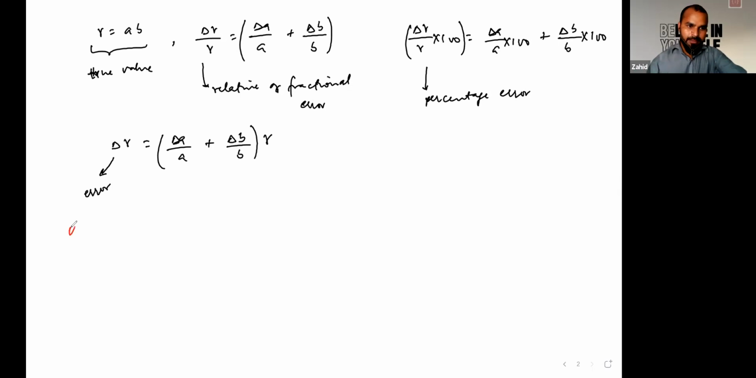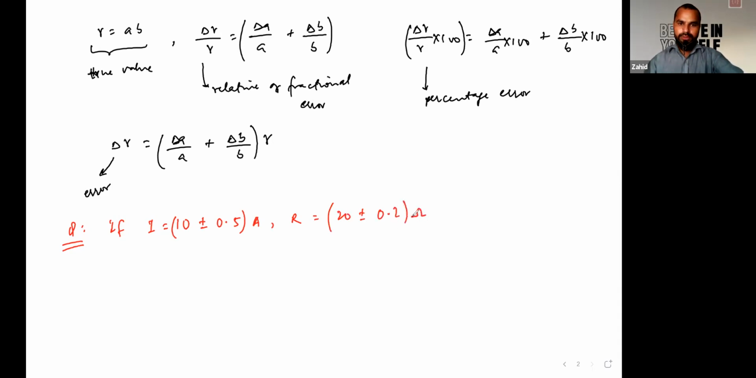Okay. I'm giving one problem. Suppose current equals 10 plus minus 0.5 ampere, resistance equals 20 plus minus 0.2 ohm. Find percentage error in measurement of voltage.